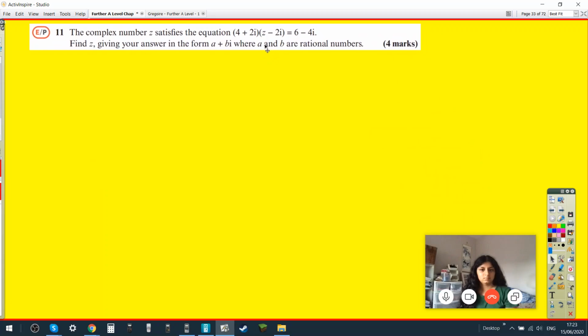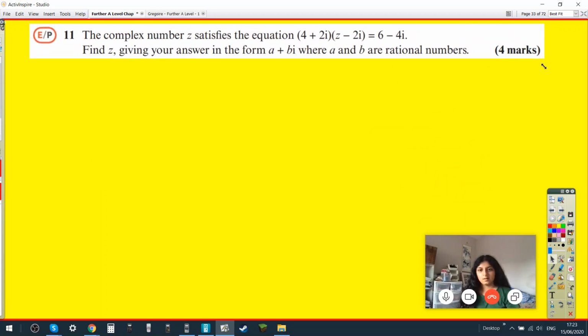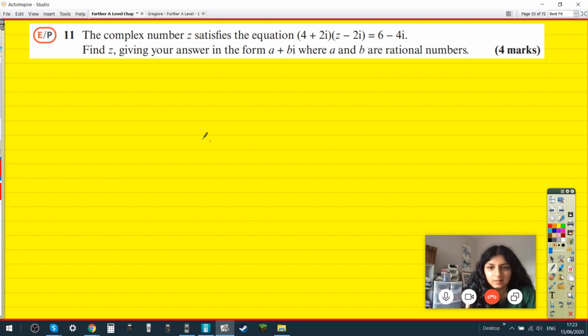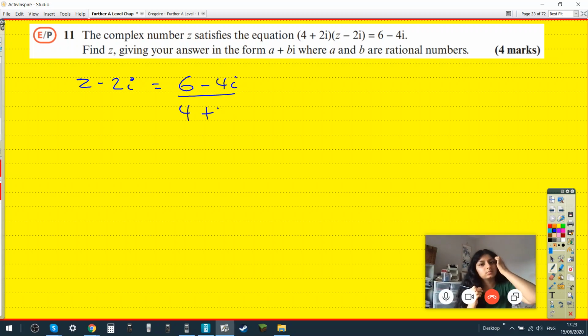Okay, how about this one? So you have to divide both sides by 4 plus 2i. So then you have a fraction. And then you multiply the fraction by 4 minus 2i over 4 minus 2i. Okay. And then you multiply it out.